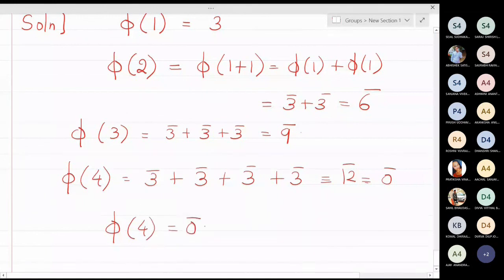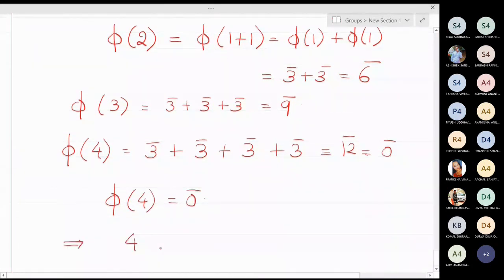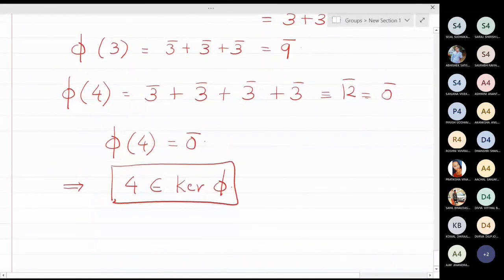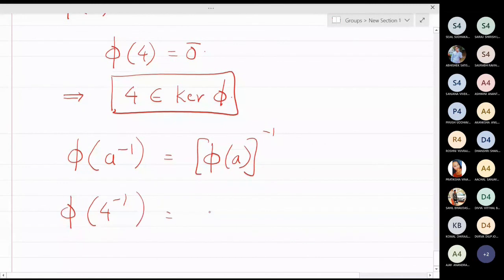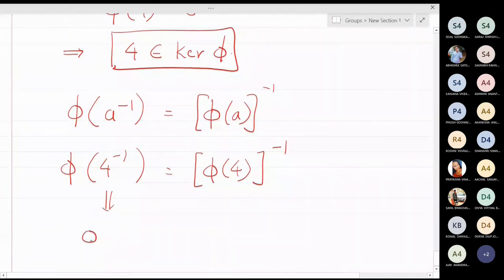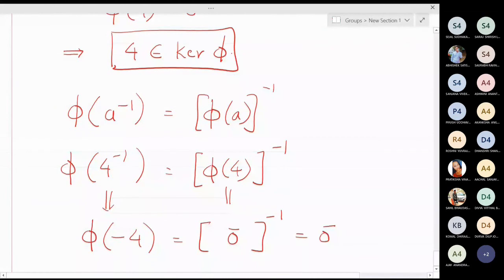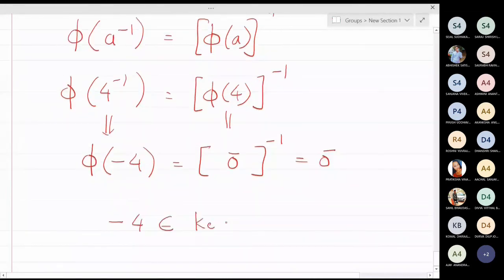And therefore, now I can declare that 4 belongs to the set kernel of phi. Okay, this is one of the very important observations that I can make. Now, as soon as 4 belongs to kernel of phi, we all know the property that phi of A inverse is equal to phi of A the whole inverse. Therefore phi of 4 inverse is equal to phi of 4 the whole inverse. And 4 inverse in integers is minus 4. And phi of 4 is 0 because 4 belongs to the kernel. So 0 bar inverse is 0 bar. So I understand that minus 4 also belongs to the set kernel phi.